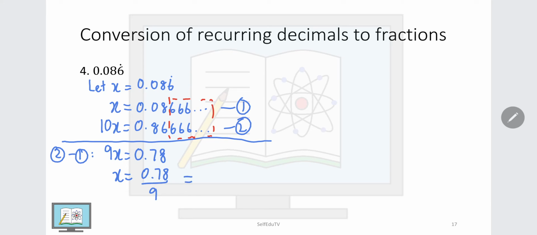So you have a decimal on the numerator. To get rid of it, you multiply numerator and denominator by 100. To get rid of the decimal, you multiply above and below by 100. So it will be 78 over 900. Okay, so you simplify it.